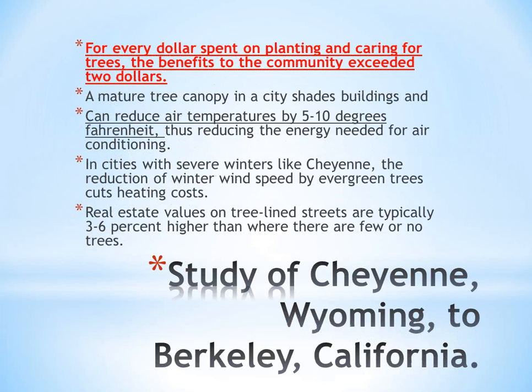A study of cities from Cheyenne, Wyoming, to Berkeley, California, found that for every dollar spent on planting and caring for trees, the benefits to the community exceeded $2. A mature tree canopy in a city shades buildings and can reduce air temperatures by 5 to 10 degrees Fahrenheit, thus reducing the energy needed for air conditioning. In cities with severe winters like Cheyenne, the reduction of winter wind speed by evergreen trees cuts heating costs. Real estate values on tree-lined streets are typically 3 to 6% higher than where there are few or no trees.